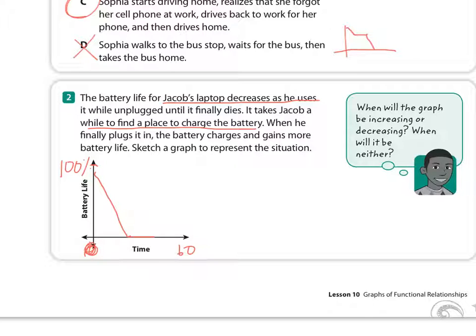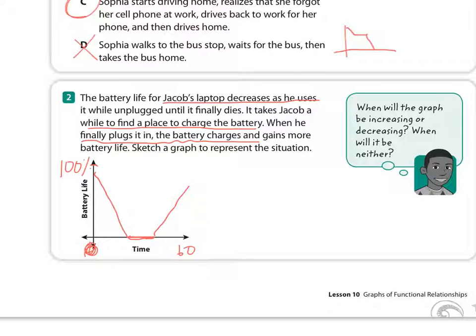Oh, sorry. Let's label this section 3. He's wasting time figuring out where to plug it in, or maybe he lost his charger, or didn't remember where to put it. Some amount of time goes by before he finally plugs it in. Section 4 is where he begins to charge the battery until it gains more life.